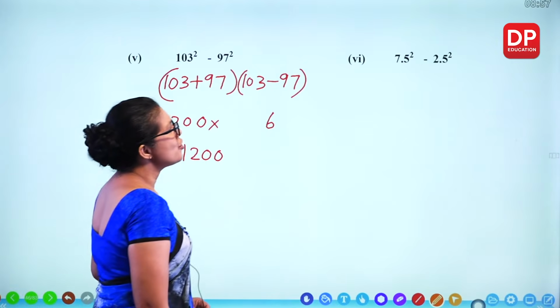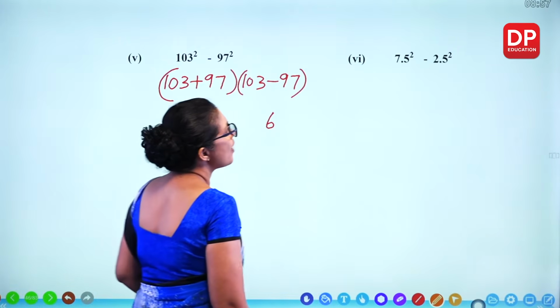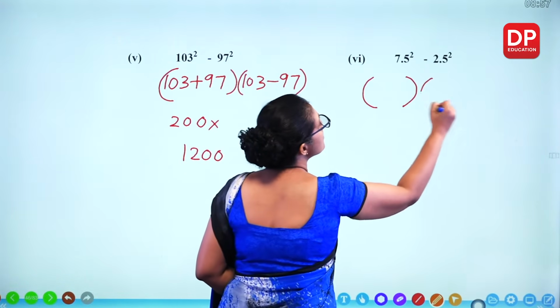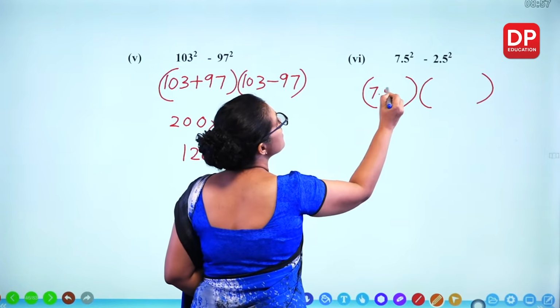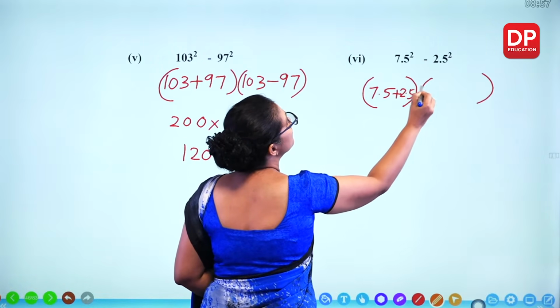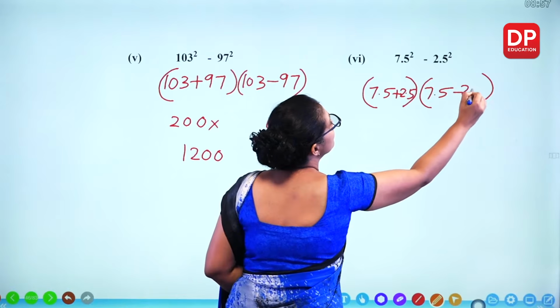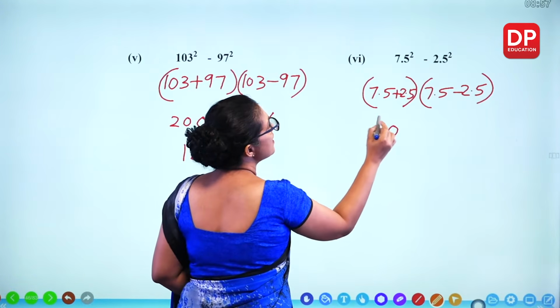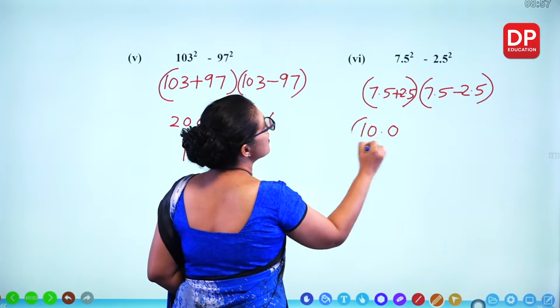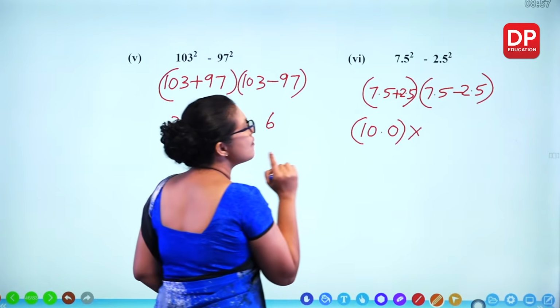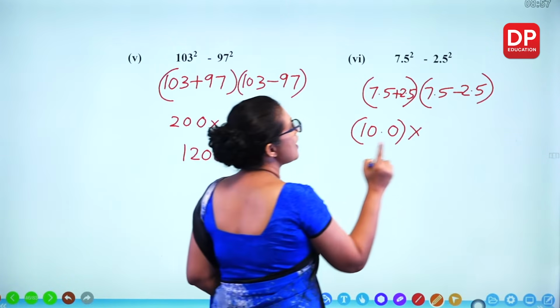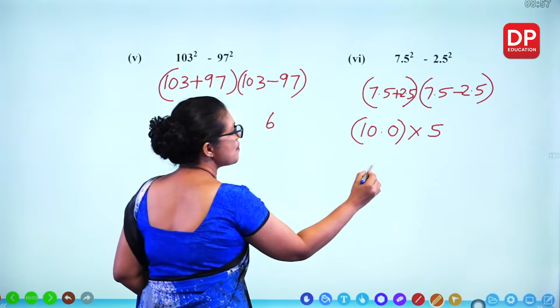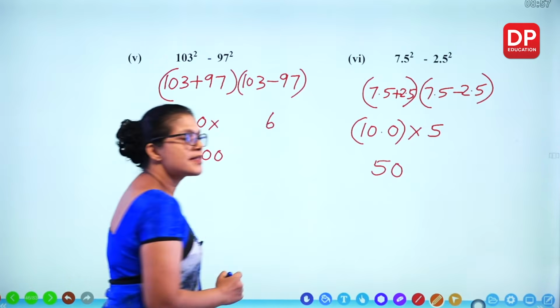In this one also you get the difference between two square terms. So one is positive, one is negative. When you add these two, you get 10. When you subtract, you get 5. 5 times 10, the answer is 50.